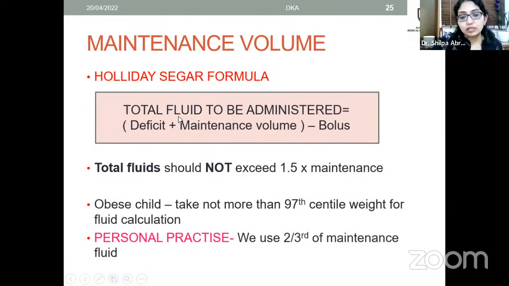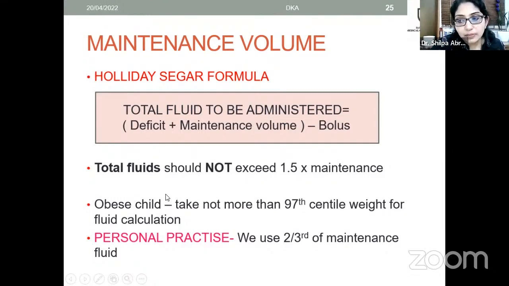So the total fluid that must be administered to this child is the deficit, that is what the child has already lost, plus the maintenance, minus the bolus. So you've already given a bolus. If the child is in hypotensive shock, then you don't subtract the bolus. Otherwise, you have to subtract the bolus. So deficit plus maintenance minus the bolus is the fluid that the child should receive.